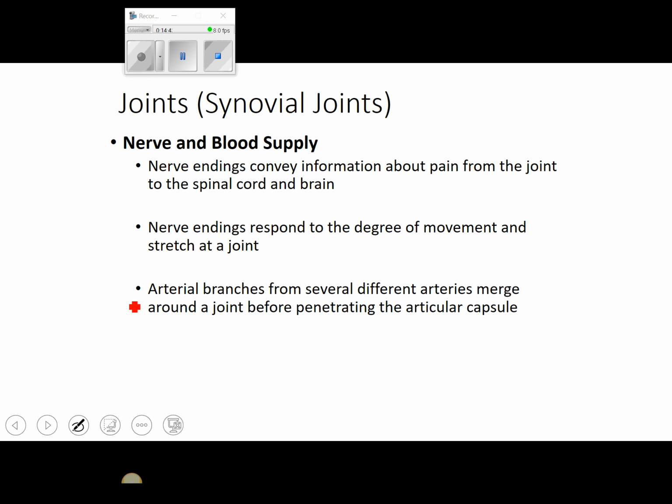Nerve and blood supply. Nerve endings convey information about pain from the joint to the spinal cord and the brain for processing. Other nerve endings respond to the degree of movement and stretch at a joint, because you don't want to overstretch a joint or a muscle. So the spinal cord and the brain may respond by sending impulses through different nerves to the muscles to adjust the body movement and prevent overstretching. Arterial branches from several different arteries merge around a joint before penetrating the articular capsule. Again, these arteries deliver oxygen and nutrients to the joints. The veins will remove the carbon dioxide and waste from the joints and move it out.